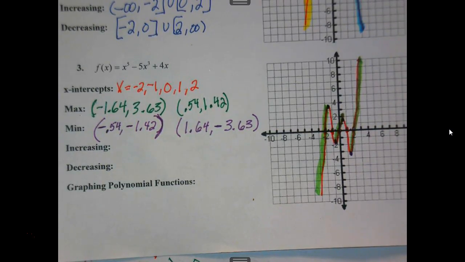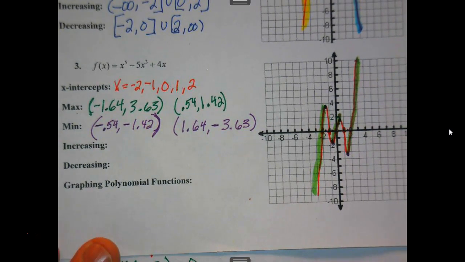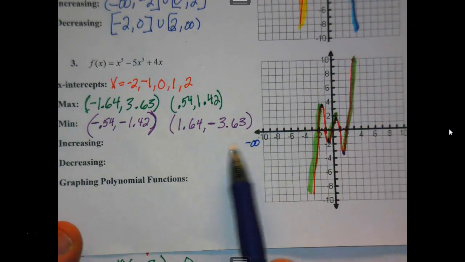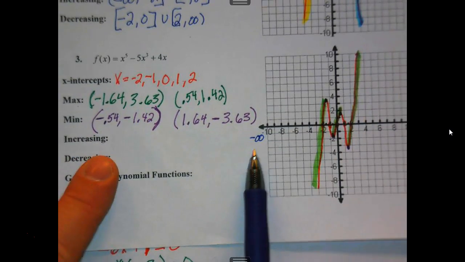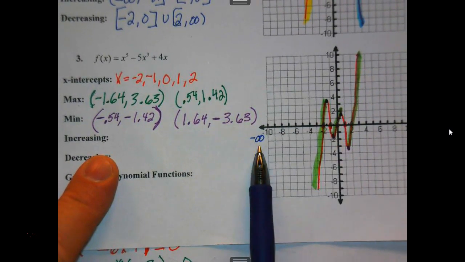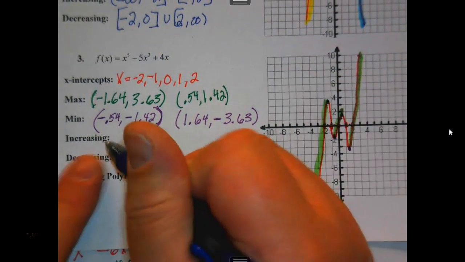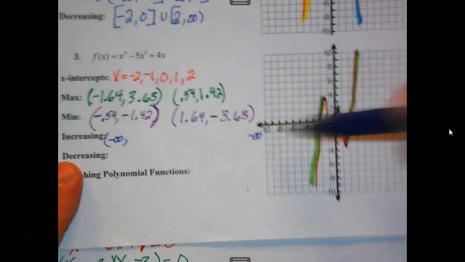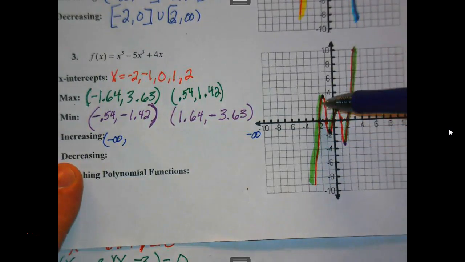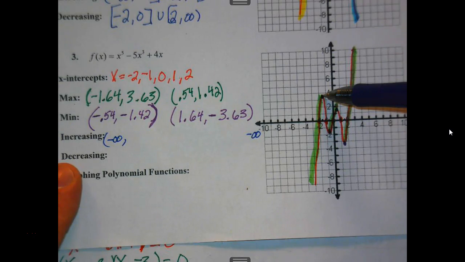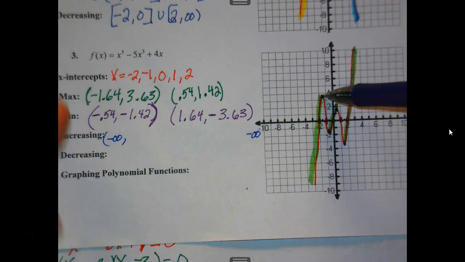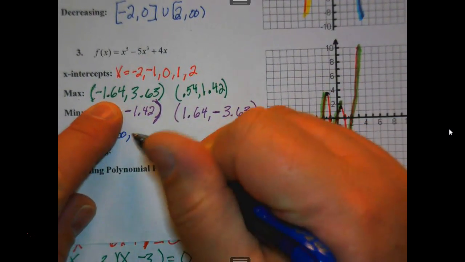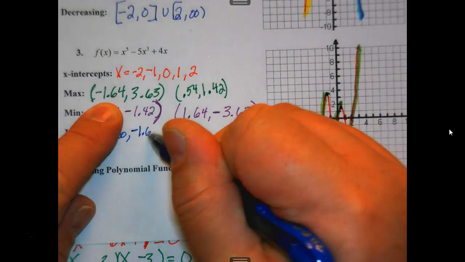Okay, we're just looking at the x-axis, right? So this is negative infinity here, positive infinity here. Okay, so we're going to start. Now this is just increasing. We're going to start at negative infinity on the x-axis. And let's see, it's going to stop increasing at the maximum turning point. And the x value for the maximum turning point is negative 1.64.